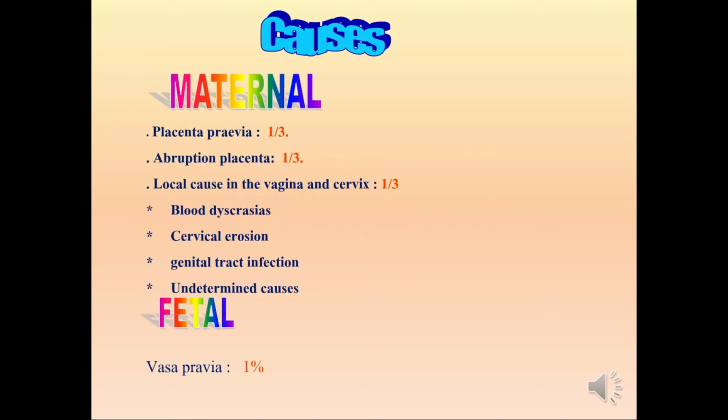What are the causes? There are maternal and fetal causes. Maternal: placenta previa, abruption, local causes in the vagina and the cervix, blood dyscrasia, cervical erosion, genital tract infection, and undetermined causes. While fetal causes: vasa previa.